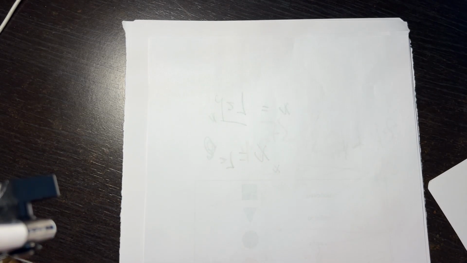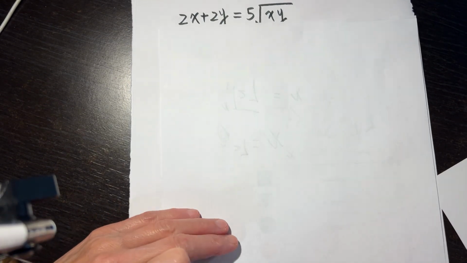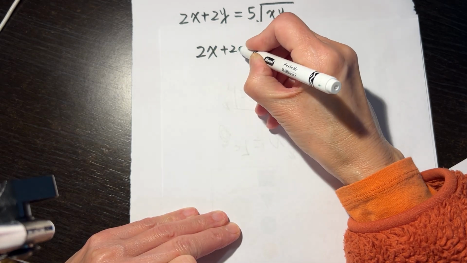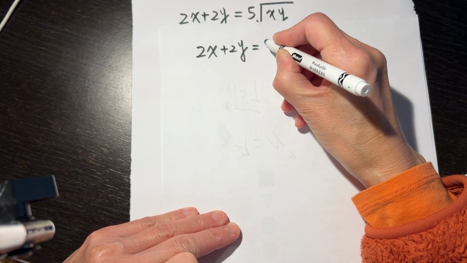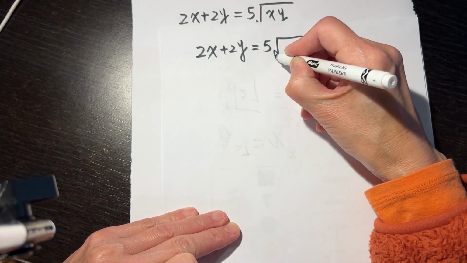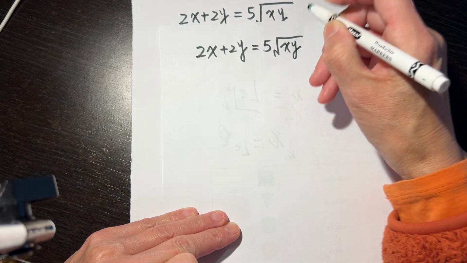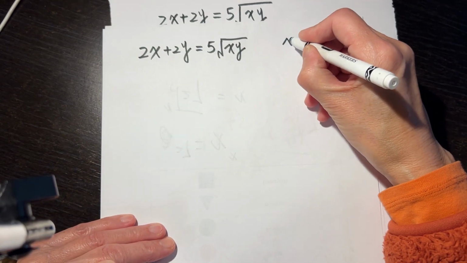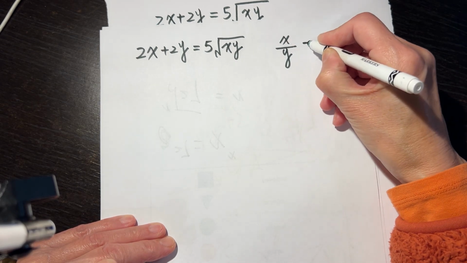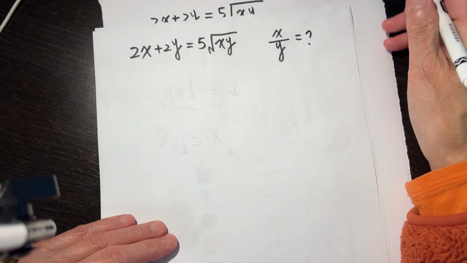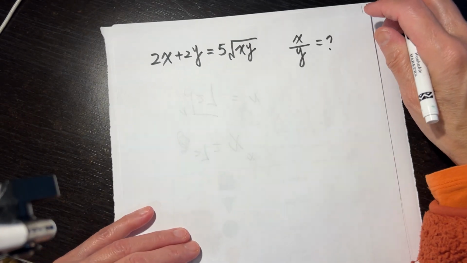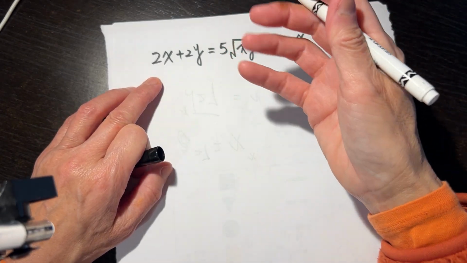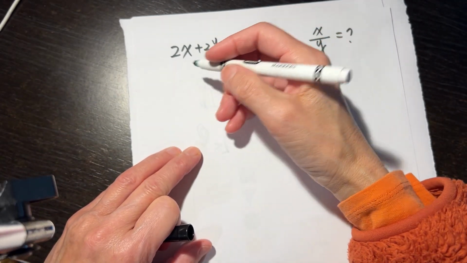Okay, I have one problem. 2x plus 2y equals 5 root xy. So the teacher asked us: x over y equals how many? Okay, so this one we will rewrite it. Rewrite this.